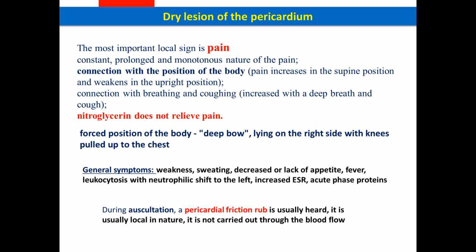Palpation and percussion for detection of dry pericarditis are not informative. That's why we use auscultation, and auscultation reveals a very specific symptom, the pericardial friction rub. It is usually local in nature, it's not carried through the blood flow.